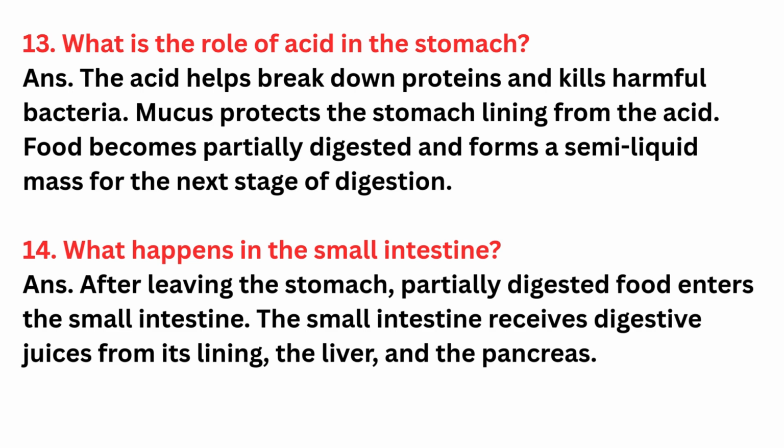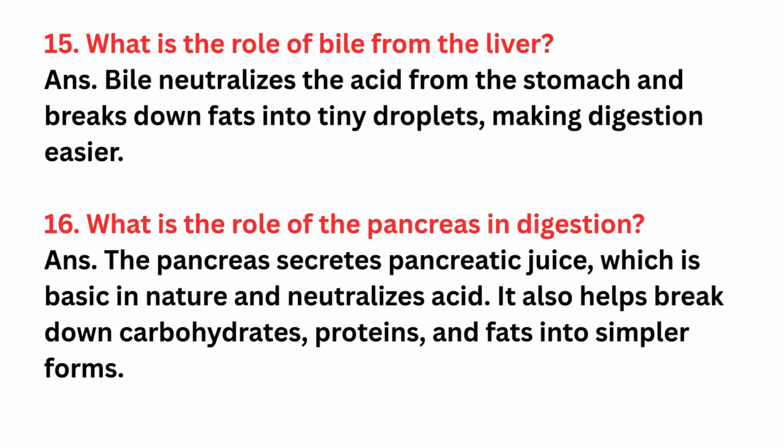What happens in the small intestine? Answer. After leaving the stomach, partially digested food enters the small intestine. The small intestine receives digestive juices from its lining, the liver and the pancreas. What is the role of bile from the liver? Answer. Bile neutralizes the acid from the stomach and breaks down fat into tiny droplets, making digestion easier.